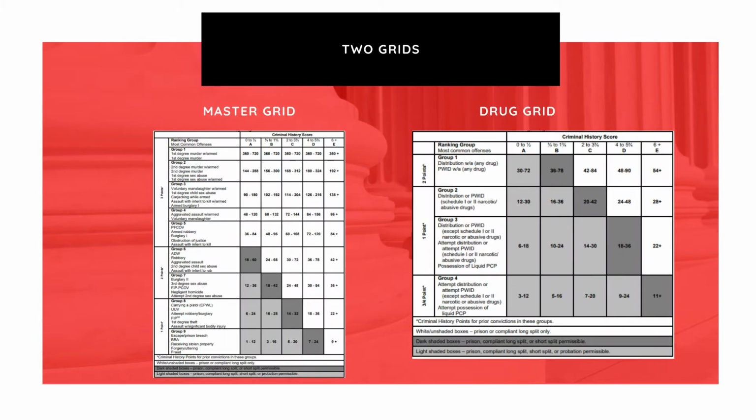We'll first start off by talking about the master and drug grid. These two grids house the recommended sentencing ranges for all felony offenses recognized in the district. We will get into that portion shortly.